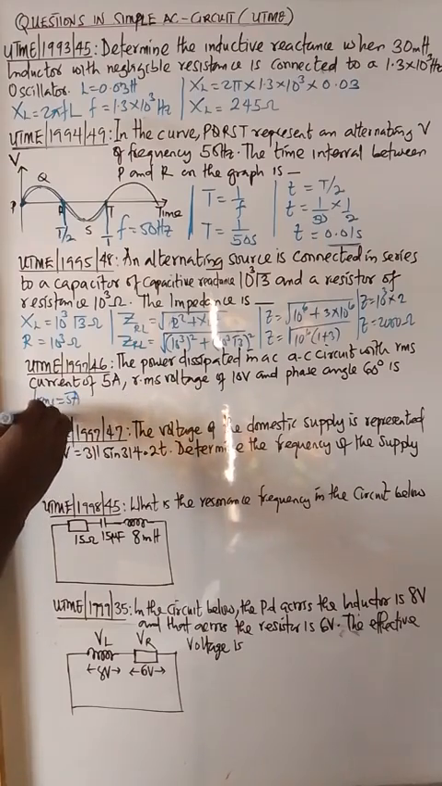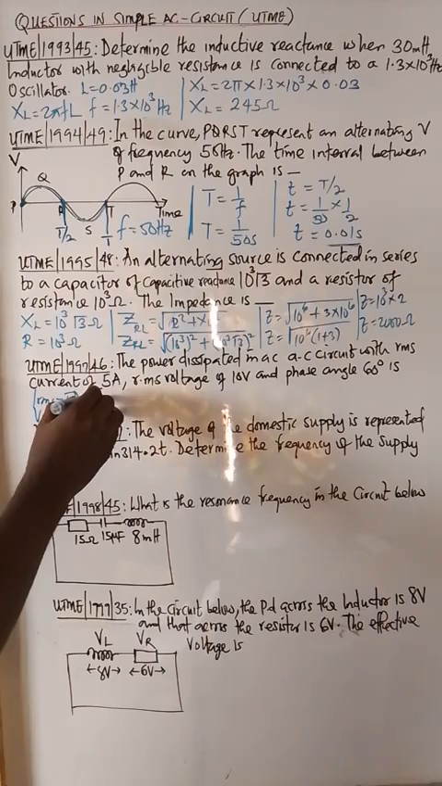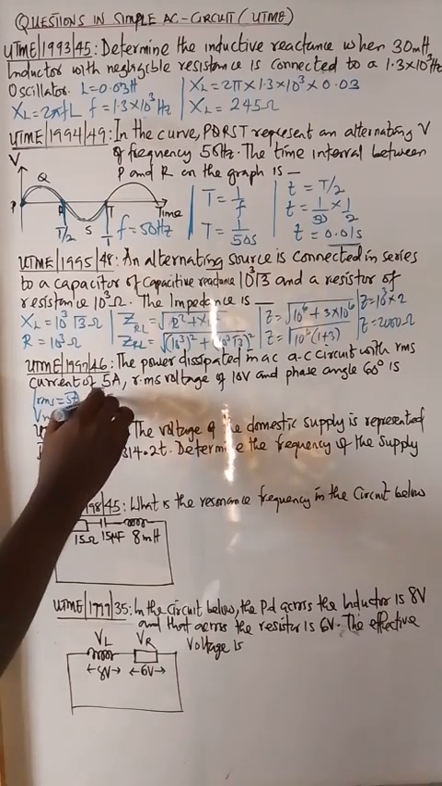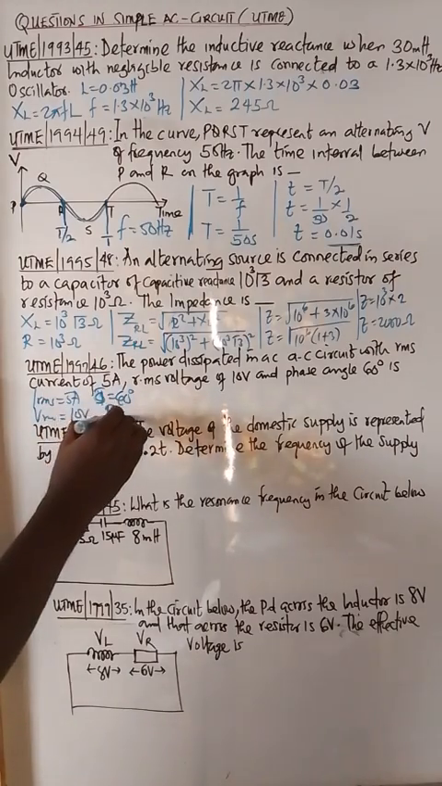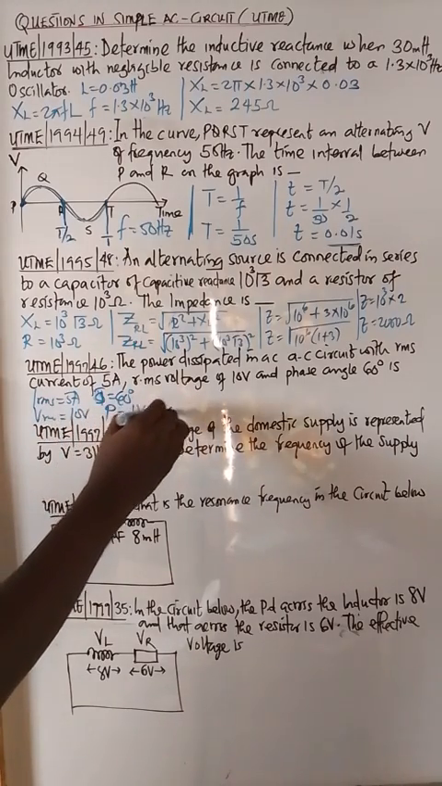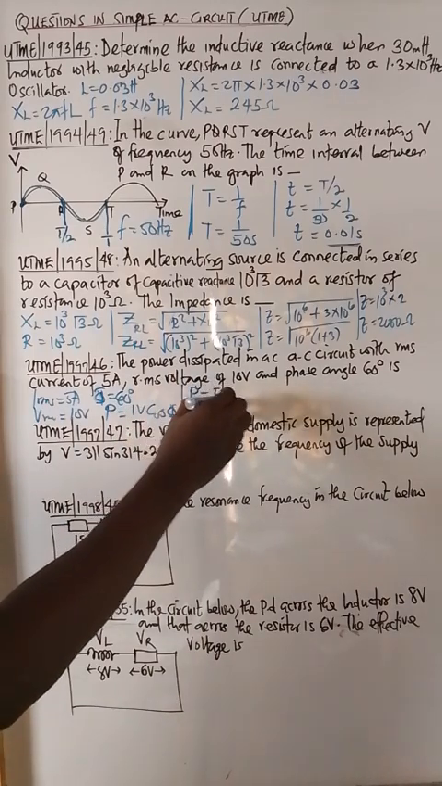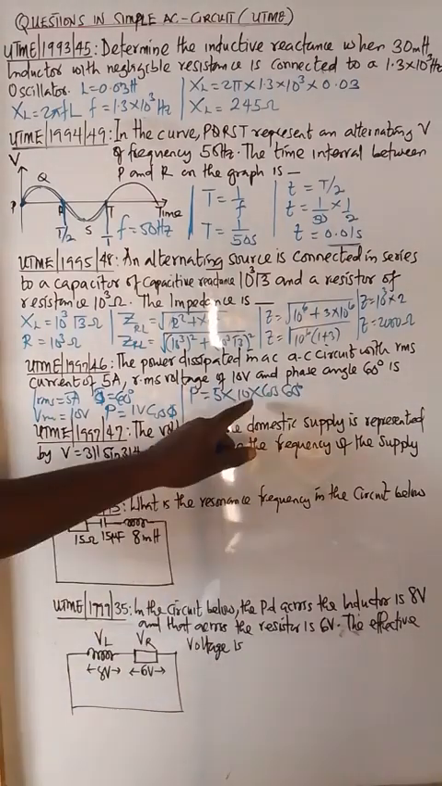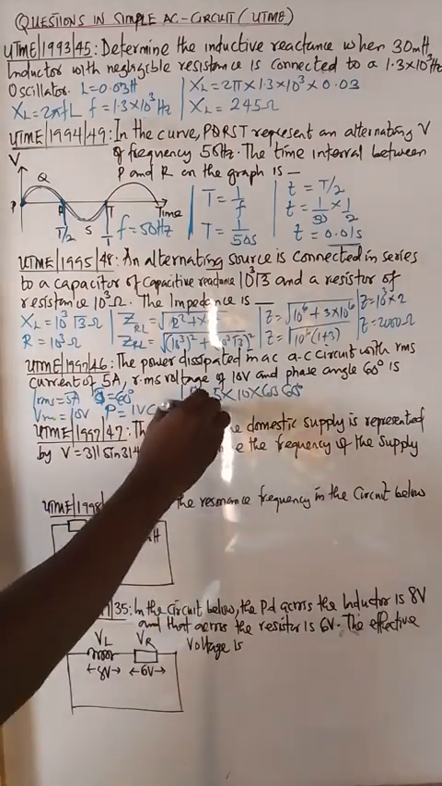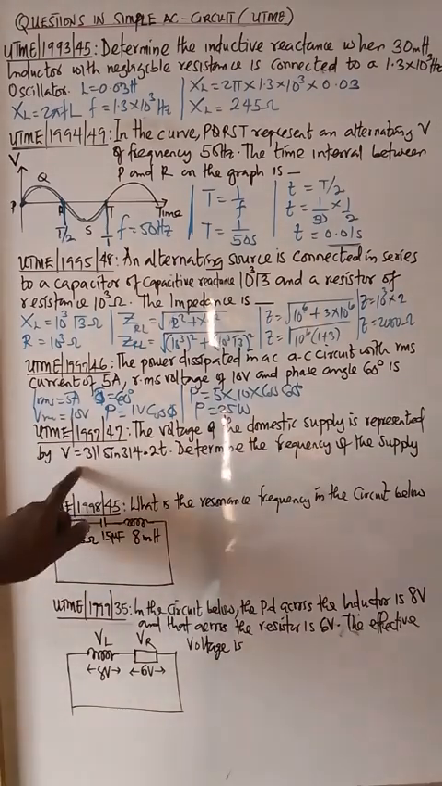For the next one, the power dissipated in an AC circuit with RMS current of 5 amperes, RMS voltage of 10 volts and phase angle of 60 degrees is what? Recall, the formula for power dissipated is IV cos phi. Is it there in your notes? What is I? 5. What is V? 10. Then cos phi, 60. Cos 60 is half, half of 10 is 5, 5 times 5 is 25. Then the power dissipated is 25 watts.